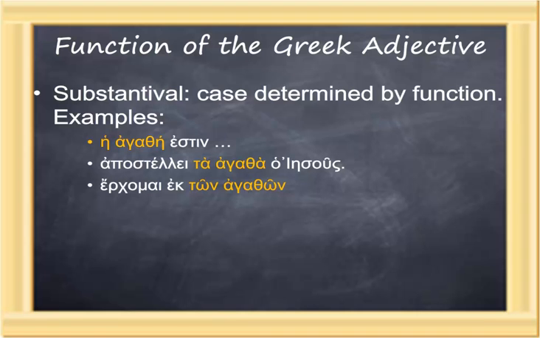Second example, apostellei ta agatha ho Iesous. Jesus is sending forth good things. In the third example, erchomai ek ton agathon, I am coming from the good persons. Or it could be from or out of the good things. Either translation is at least theoretically possible.